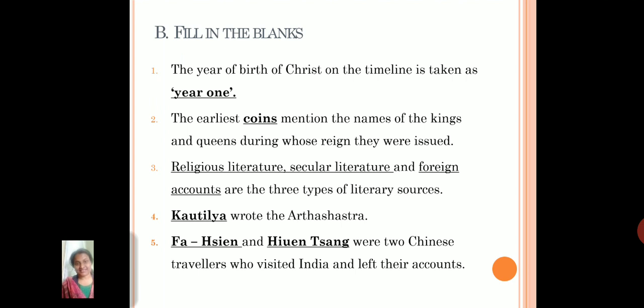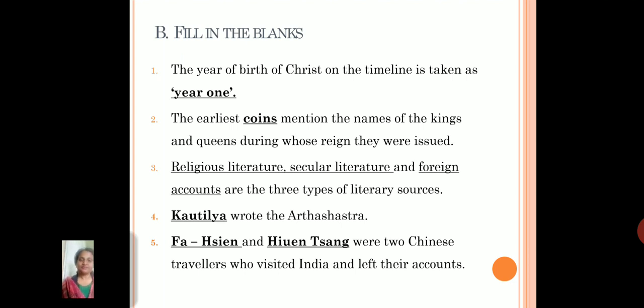Alright, so it tells us. What does the word mention mean? It means it tells us. And during whose reign they were issued. Here the word reign means to rule. The rule of which king and queen, the years in which the king and the queen were ruling those particular times. So that is the answer. So what is your answer? Coins, C-O-I-N-S. Coins. I hope you all have written this.